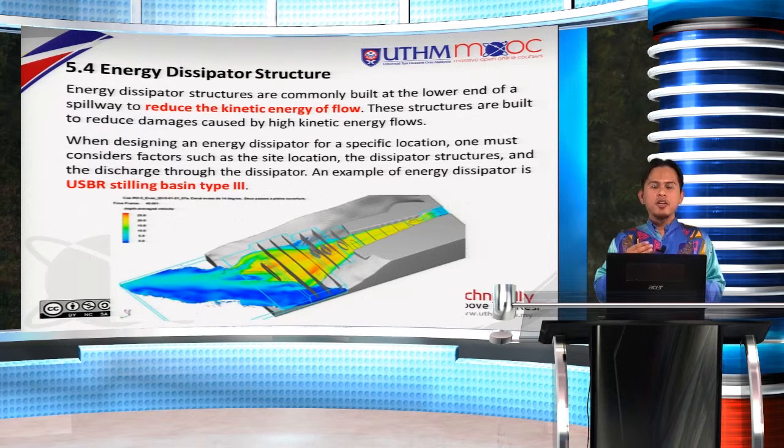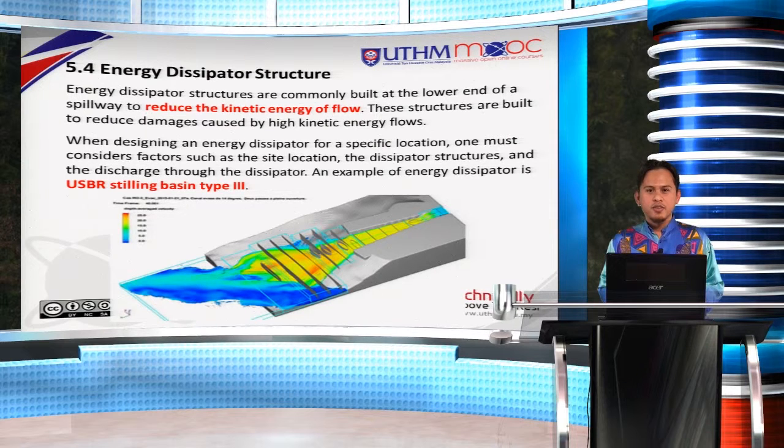And by reducing the energy of the power, we can reduce the impact to the downstream. When designing an energy dissipator for a specific location, there are several factors that must be considered, such as site location, the type of energy dissipator, discharge to the dissipator, and in this topic, we will be discussing USBR Stilling Basin Type 3.